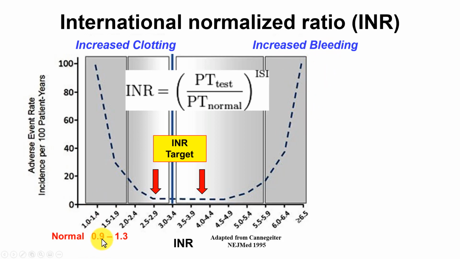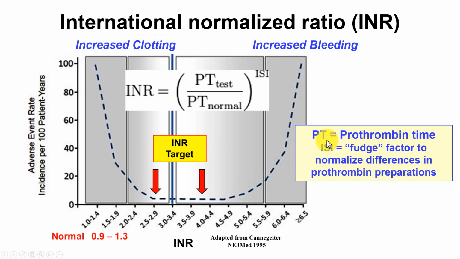So normally we're about 0.9 to 1.3. Quite often when patients are put on warfarin, the target is to try to get them around 2 to 4. So right in this range is the INR target that's used. And it's measured by the prothrombin time.